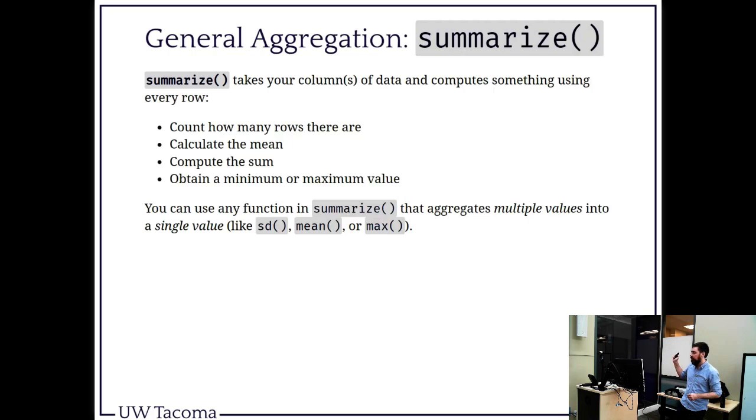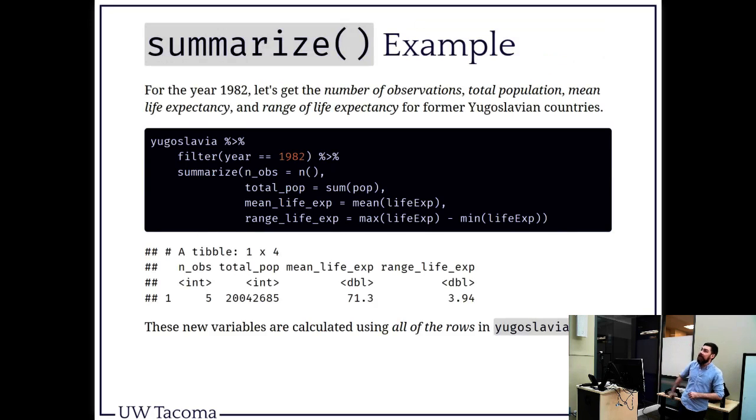Let's get some examples. So, let's say for the year 1982, I want to get the number of observations, the total population, the mean life expectancy, and the range of life expectancy, specifically for former Yugoslavian countries. I take my Yugoslavia data I created a while back. I filter down to 1982, then I pipe it into summarize, and I say the number of observations is going to be equal to n. n is a function that gets the number of rows in a data frame.